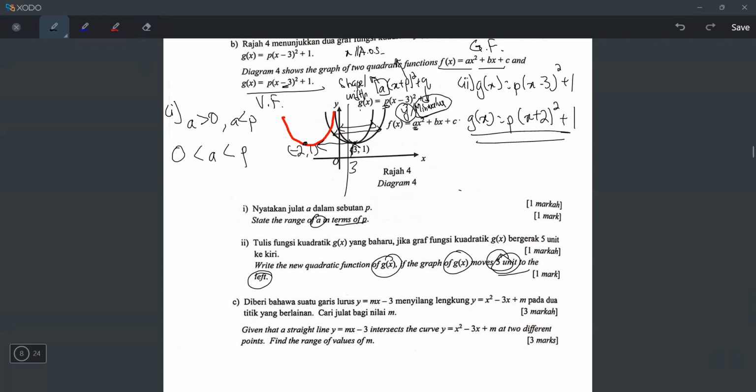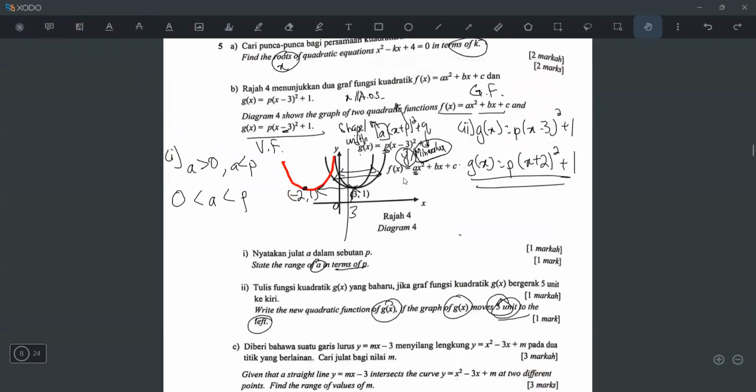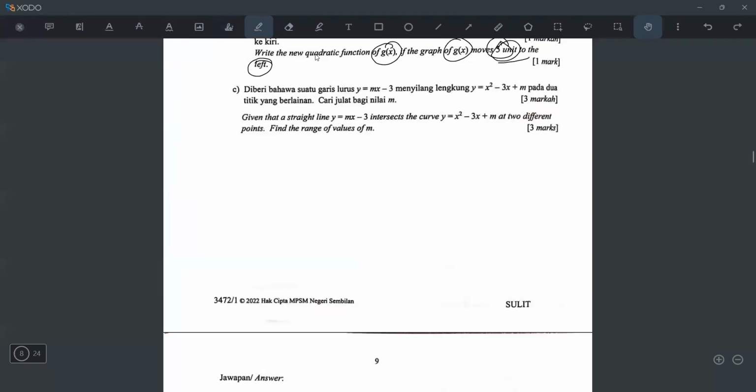Okay, I know I spent a long time talking about this question, but it's important. It's important for you to understand this concept. Okay, so hopefully you understand. Okay, let's go to question C.